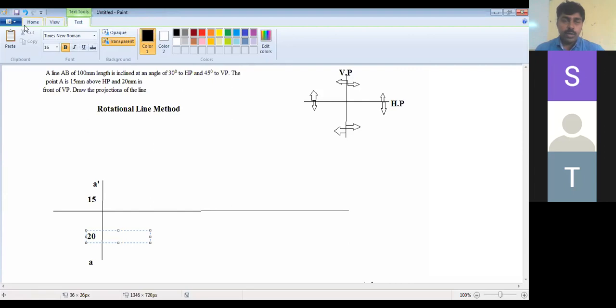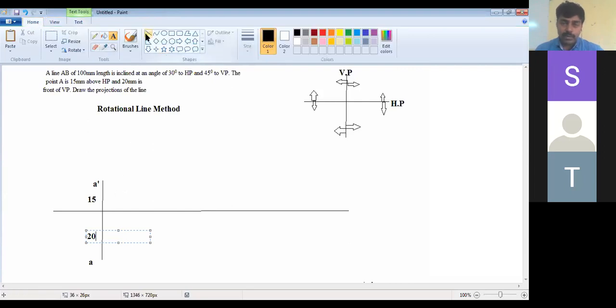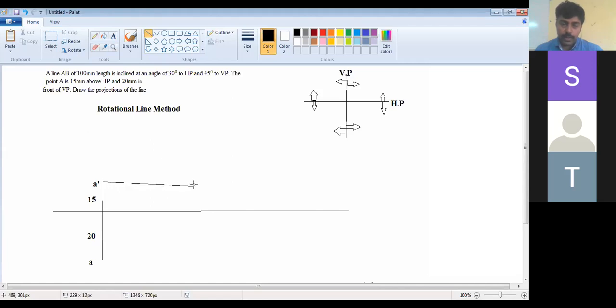So I will go for marking 30 degrees here. For reference, I have drawn a line lightly. This is a reference line for me. So now, I am drawing the 30 degrees line. From the second point, 30 degrees line, I am marking it.